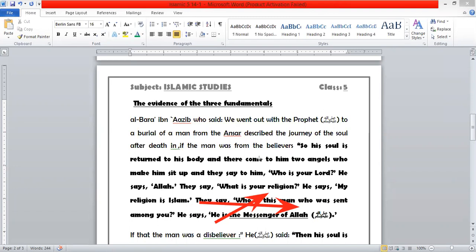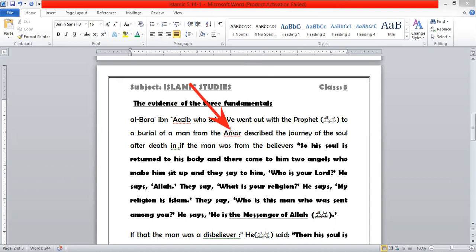So in this paragraph, what is written over there? Three fundamentals are there. I told you the three fundamentals are knowledge of Allah, knowledge of Deen, the religion, and knowledge of the Prophet Muhammad, peace be upon him. So Al-Bara ibn Azib, who said, is a proof for the three fundamentals. He said, we went out with the Prophet Muhammad, peace be upon him, to the burial of a man from the Ansar. Ansar is the name of a tribe. Ansar, Quraysh, Banu Israel, Banu Umayyah, all these are different tribes of that time.